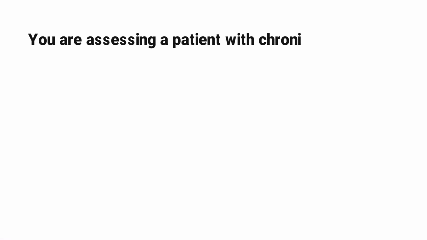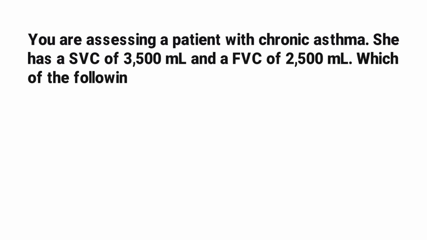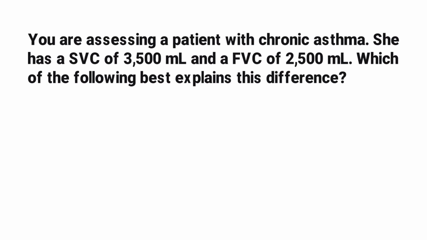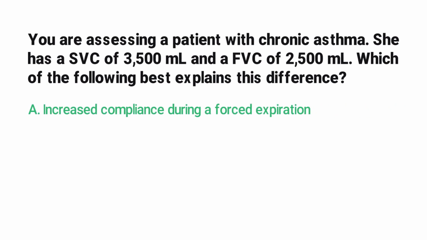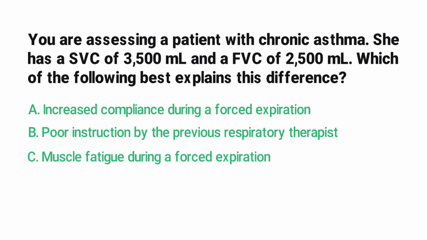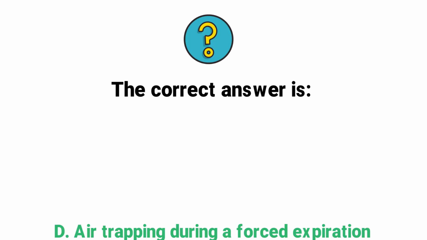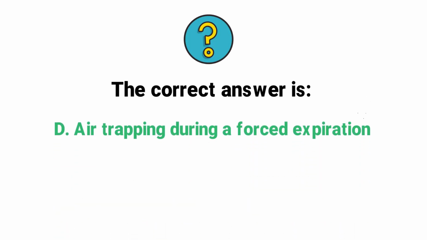You are assessing a patient with chronic asthma. She has a slow vital capacity of 3,500 milliliters and a forced vital capacity of 2,500 milliliters. Which of the following best explains this difference? A. Increased compliance during a forced expiration. B. Poor instruction by the previous respiratory therapist. C. Muscle fatigue during a forced expiration. D. Air trapping during a forced expiration. The correct answer is D. Air trapping during a forced expiration.